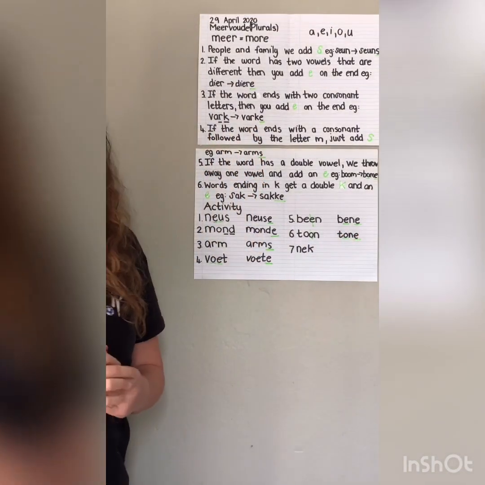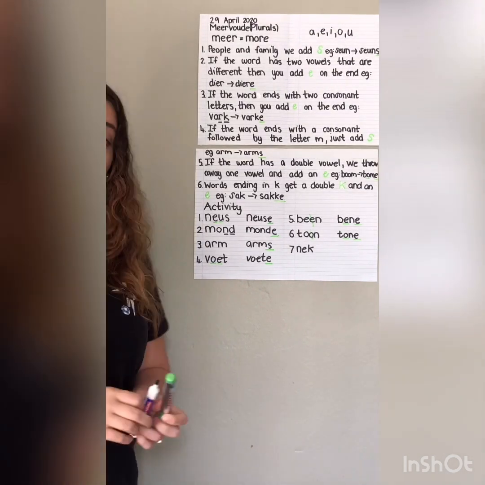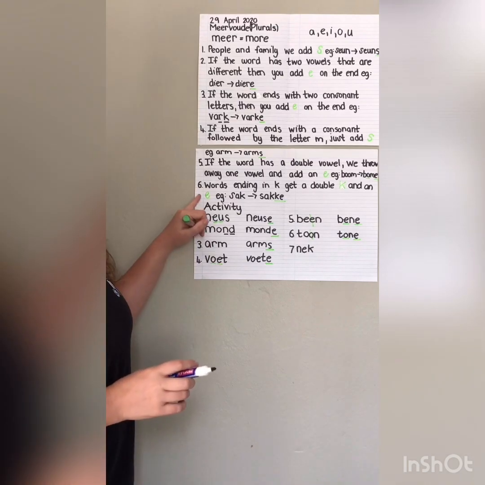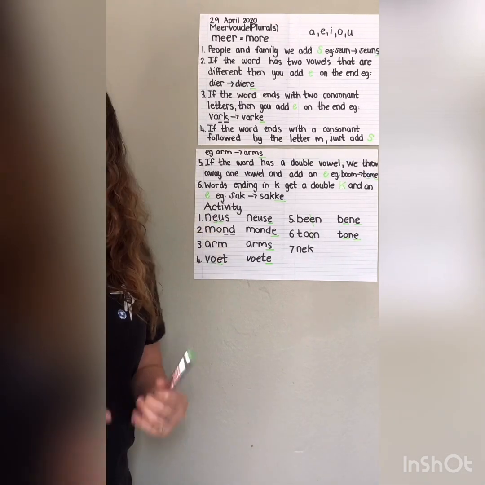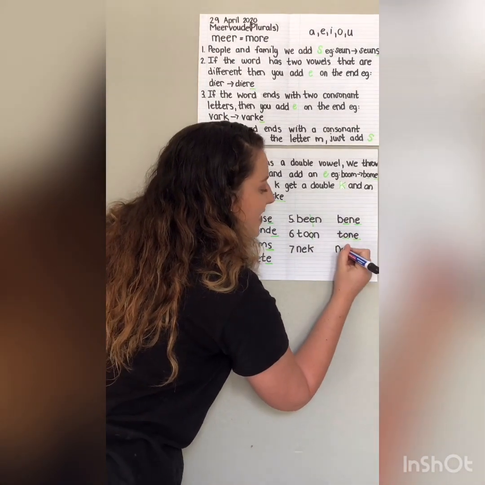And our last word is nek for neck. Our word nek ends in a K. Our rule says that words ending in a K get a double K and an E. So our word becomes nekke.